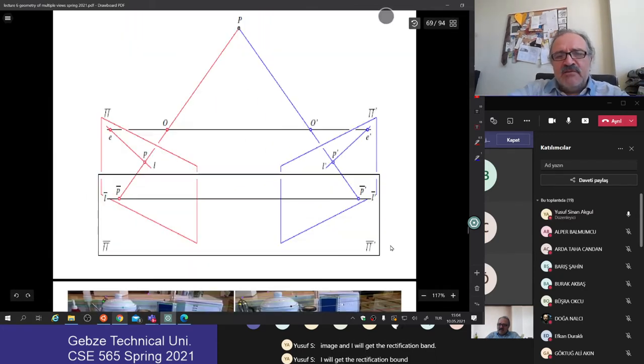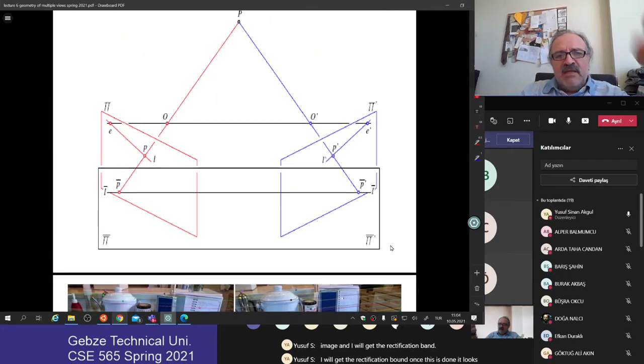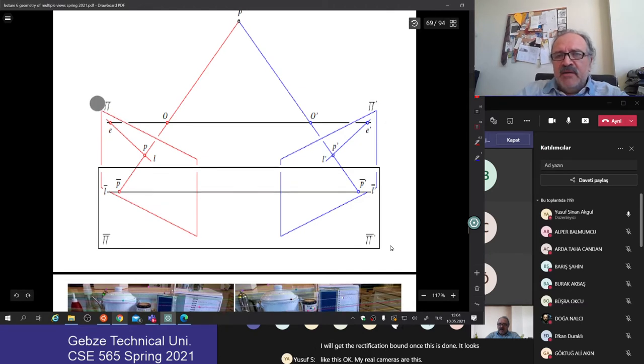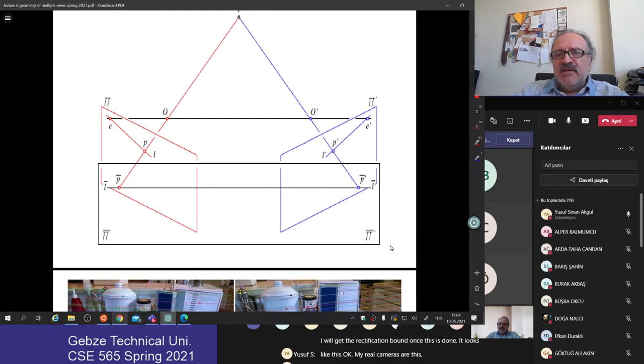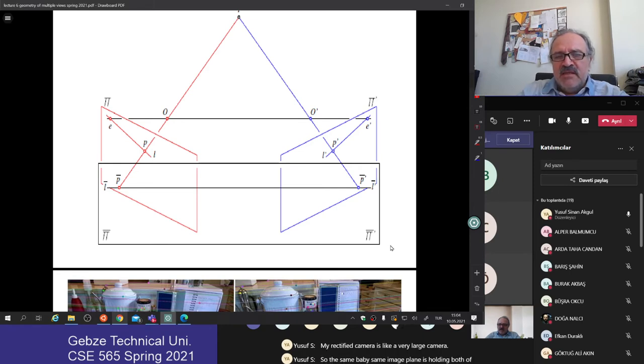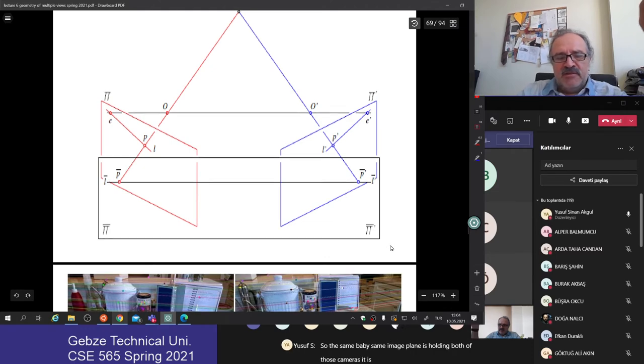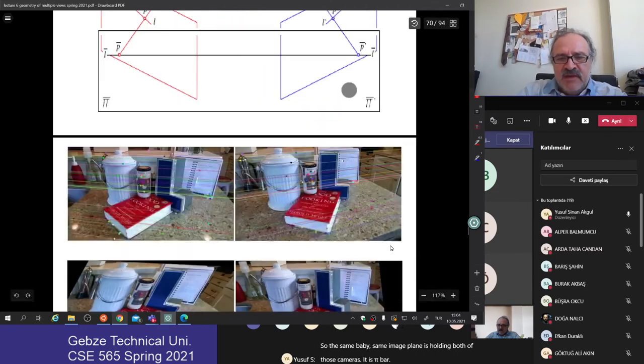Once this is done, it looks like this. My real cameras are pi and pi prime. My rectified camera is like a very large camera, so the same image plane is holding both of those cameras. It is pi bar. Okay, so here's one example.